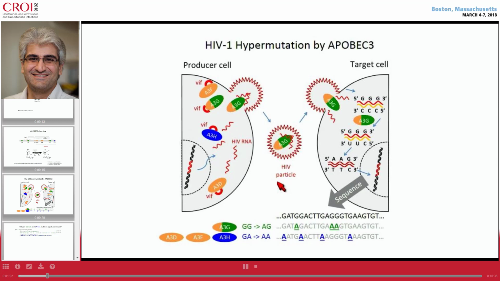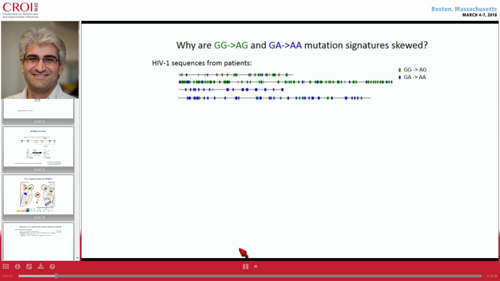which I've shown in green and blue. This signature is primarily within the GG dinucleotide. This is GA, and this is mainly done by APOBEC3G. This mutation, the blue mutation, is done by other APOBECs, D, F, and H.